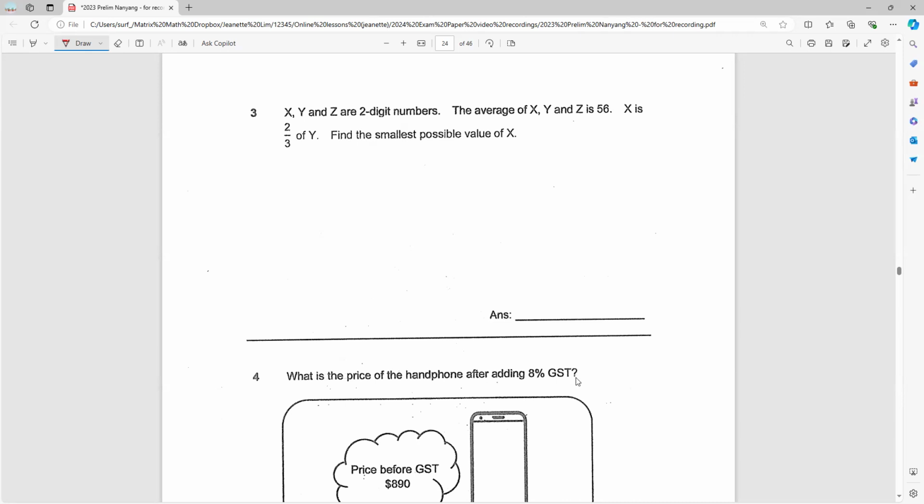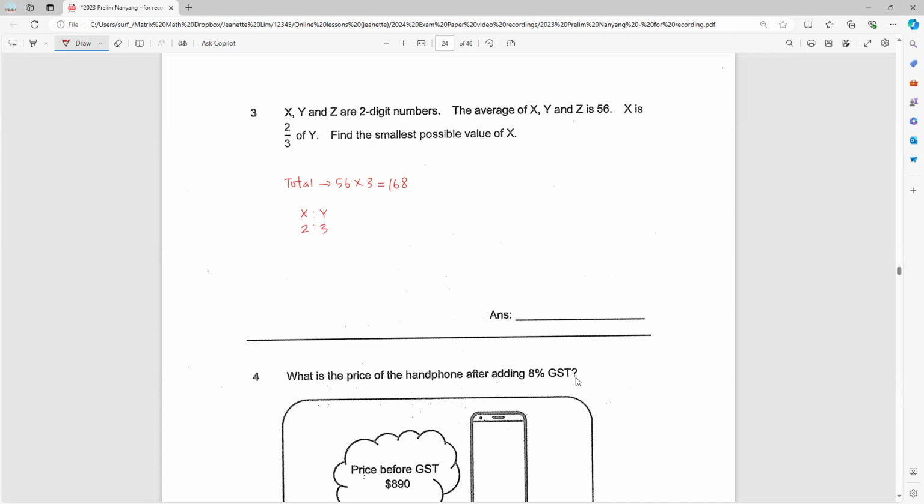Okay, so first we are given the average. So you can find the total, which is 56 times 3. You take the average, multiply by the 3 numbers. Then I have a total of 168. Then they also tell us that X is 2/3 of Y. So I write down the ratio, X to Y is 2 to 3.